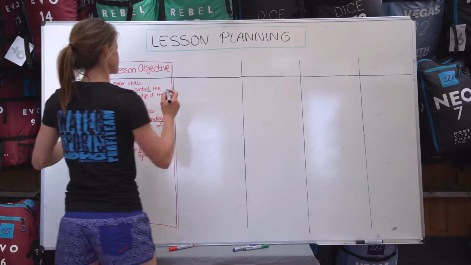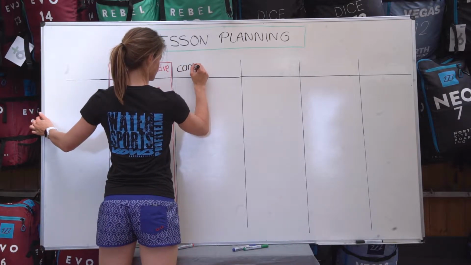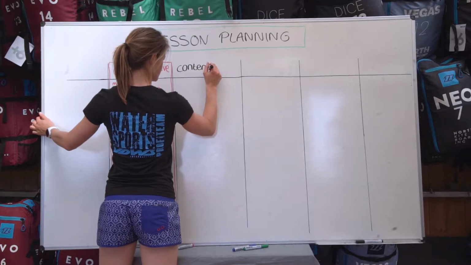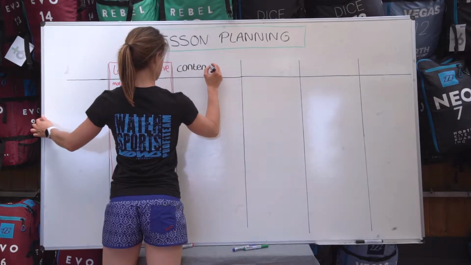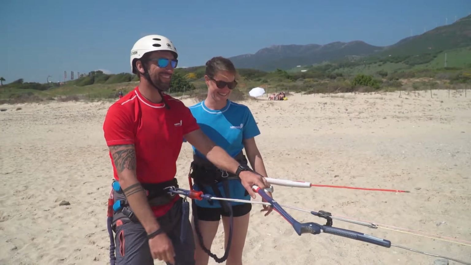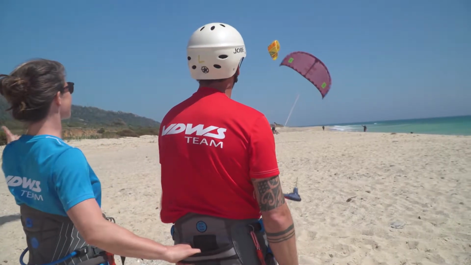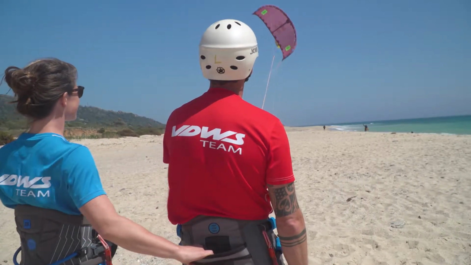After these learning goals are found and detailed, they will now need fitting exercises and tasks, which will build the content of your lesson. For example, a fitting exercise could be: hold the bar with one hand on the pressure point and lift the kite up for a couple of meters from the beach, before letting go of the bar again.